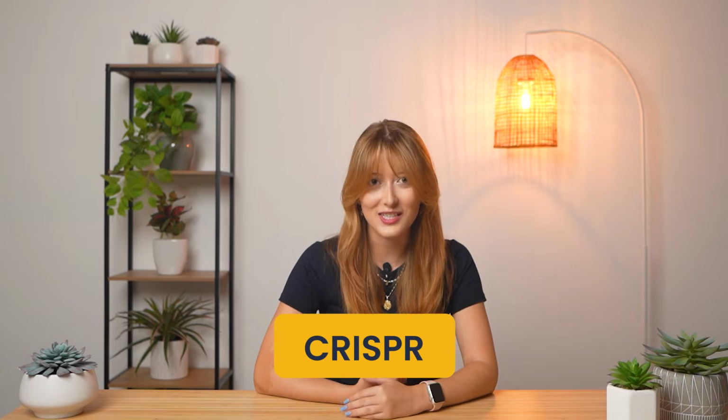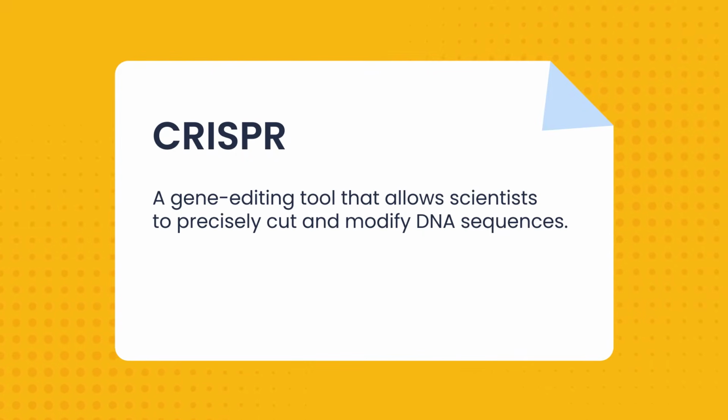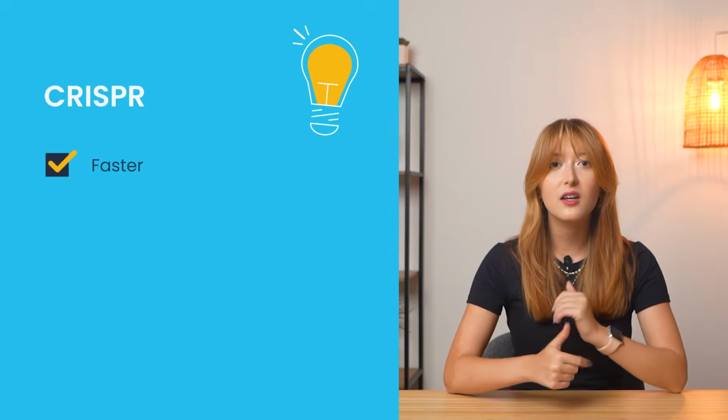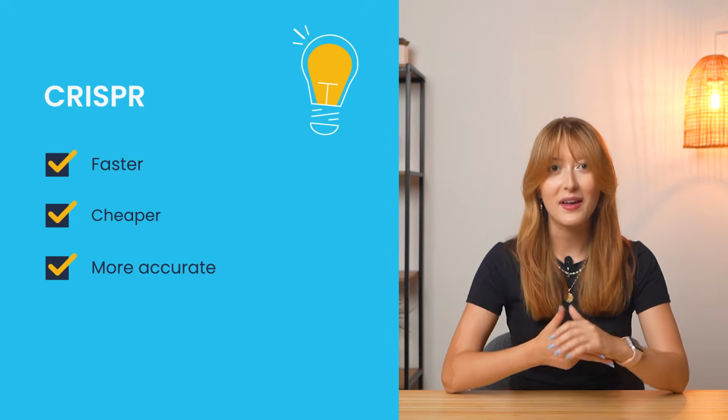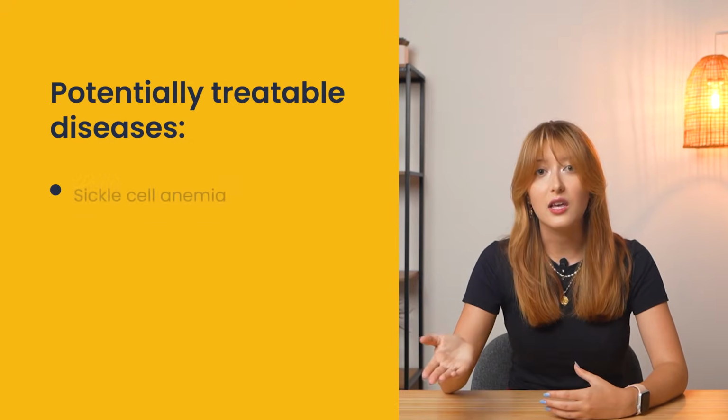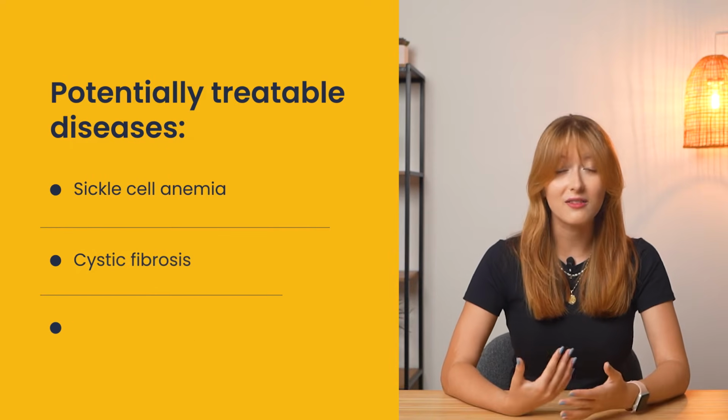In my opinion, the most exciting advancement in genetic technology is CRISPR, a gene editing tool that allows scientists to precisely cut and modify DNA sequences. Unlike older gene editing methods, CRISPR is faster, cheaper, and more accurate, making it a potential game changer for treating genetic disorders. Scientists are already experimenting using CRISPR to fix mutations responsible for diseases like sickle cell anemia, cystic fibrosis, and even some cancers. But the ability to edit DNA doesn't just apply to medicine, it's also transforming agriculture and industry.